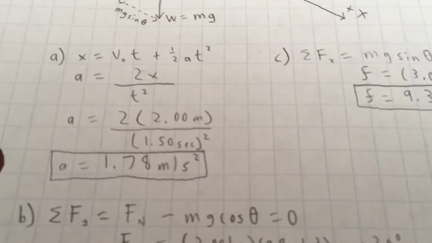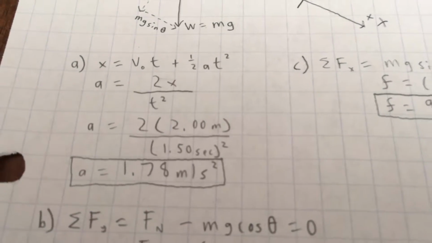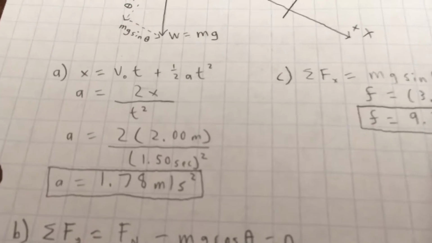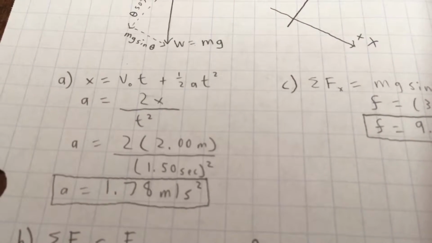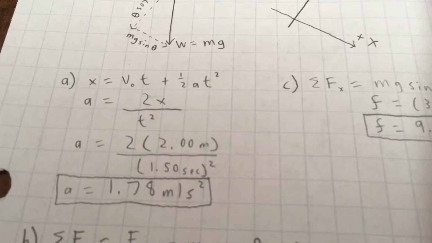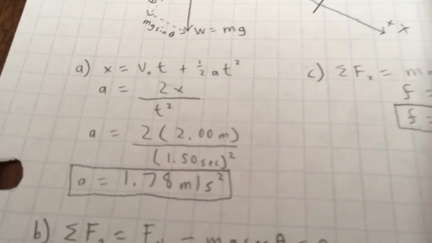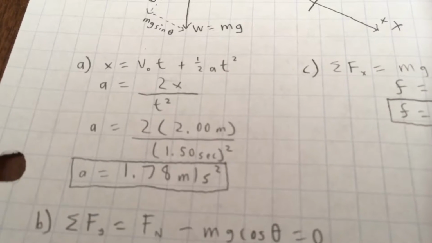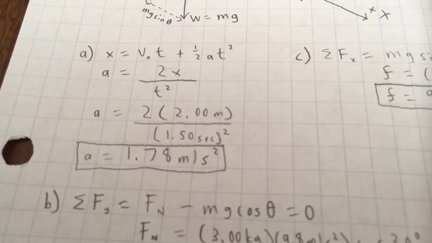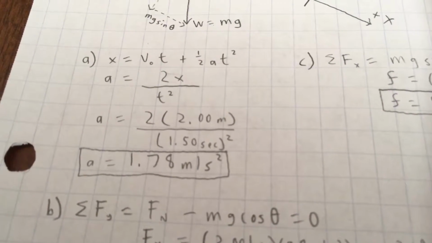So part A can actually just be solved with a kinematic equation. x equals v initial times time plus 1/2 acceleration times time squared. v initial is 0, so that cancels out. And then solving for a, you get 1.78 meters per second squared.